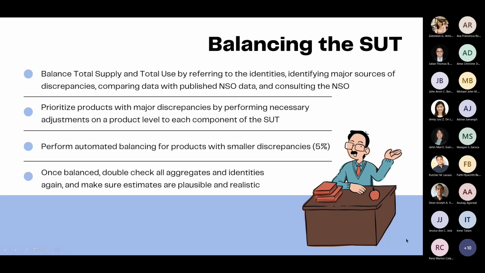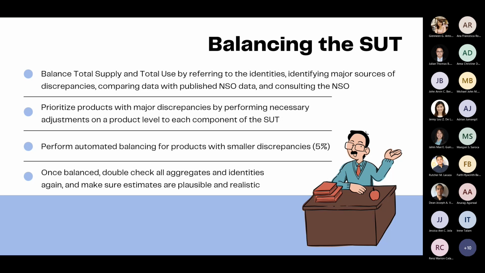And it's only natural that the SUT will be unbalanced when there are multiple data sources used to compile it. Okay. So the first one is to balance total supply with use first. So go with your biggest totals first. These aggregates must be the same. Without this, we would not be able to do product balances.